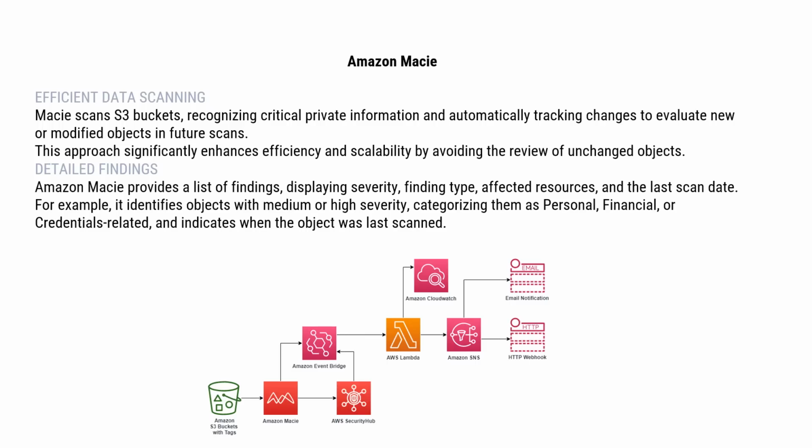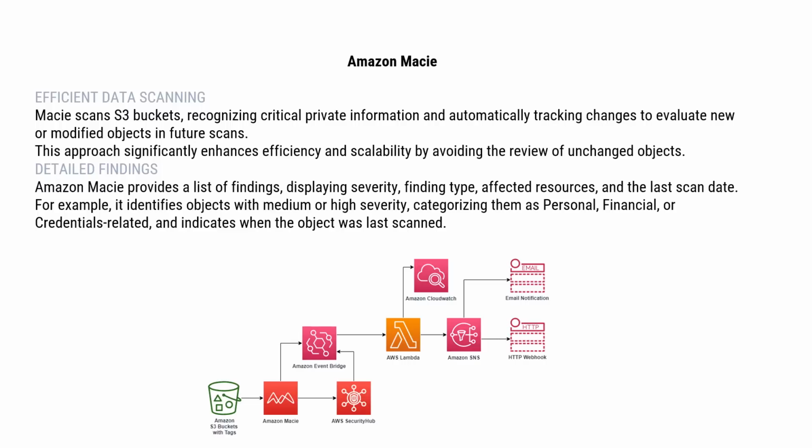Discover and analyze sensitive data stored in Amazon S3 buckets with Amazon Macie, using machine learning to identify personally identifiable information like names, addresses, credit card numbers, API keys, and access credentials. Macie scans S3 buckets, recognizing critical private information and automatically tracking changes to evaluate new or modified objects in future scans. This approach significantly enhances efficiency and scalability by avoiding the review of unchanged objects.